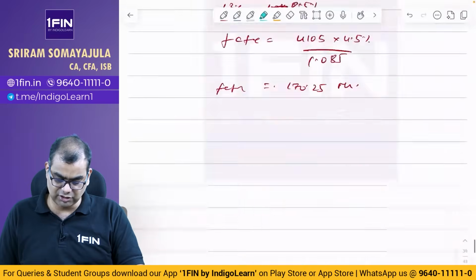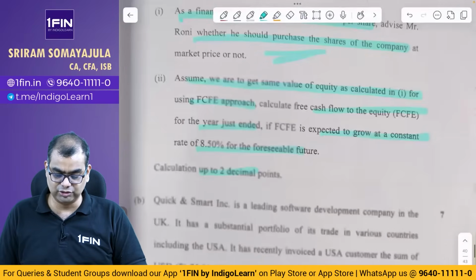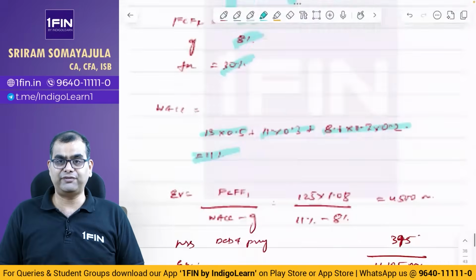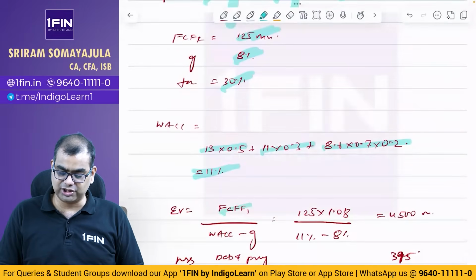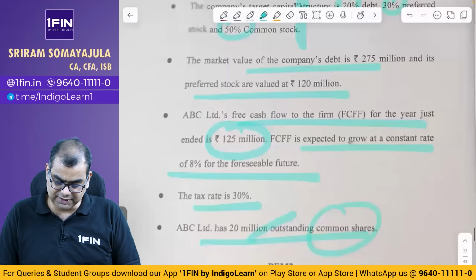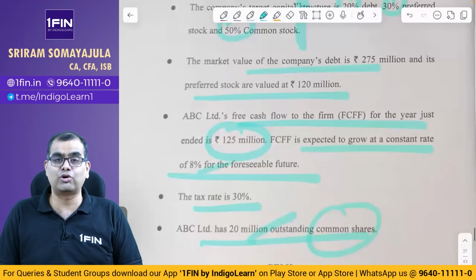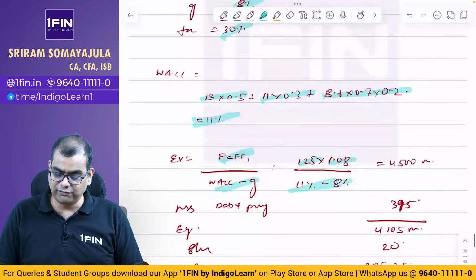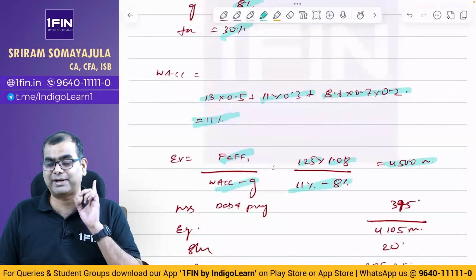WACC is 11%. Have they given any discount factors? No, they have not given discount factors. So we have to use 11%. Now, FCFF 1 divided by WACC minus G. So 125 into 1.08 by 11 minus 8. Why am I taking 8? Because they themselves have told FCF is expected to grow at 8%. So you get a value of 4,500 million. What is this? This is enterprise value.